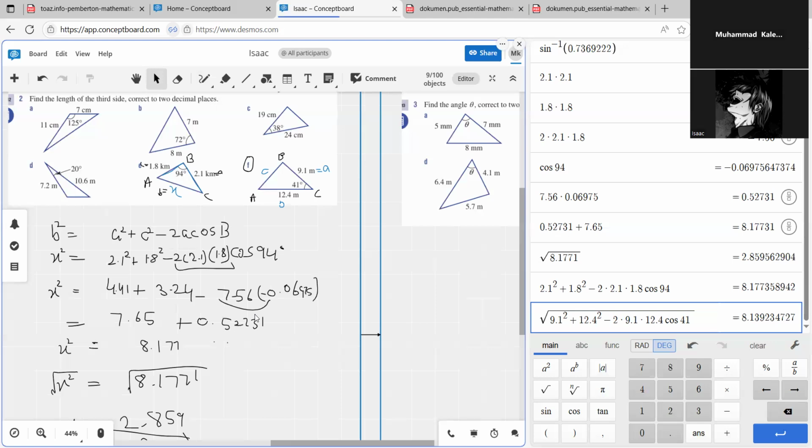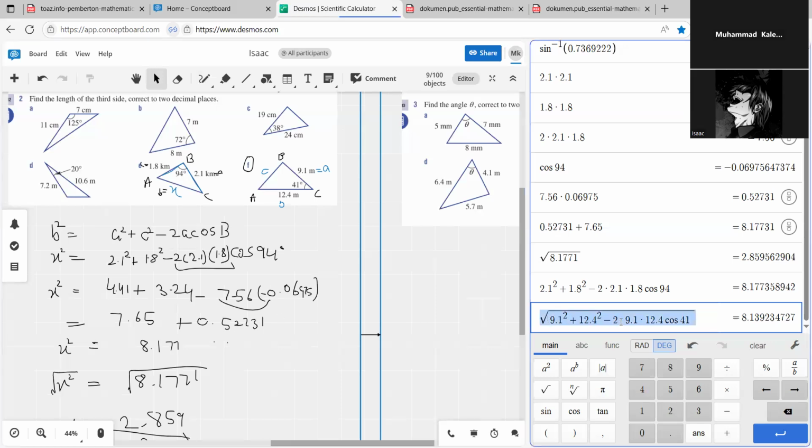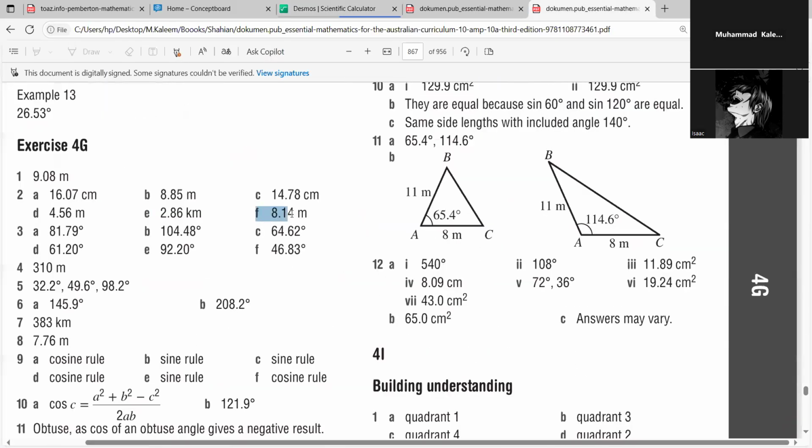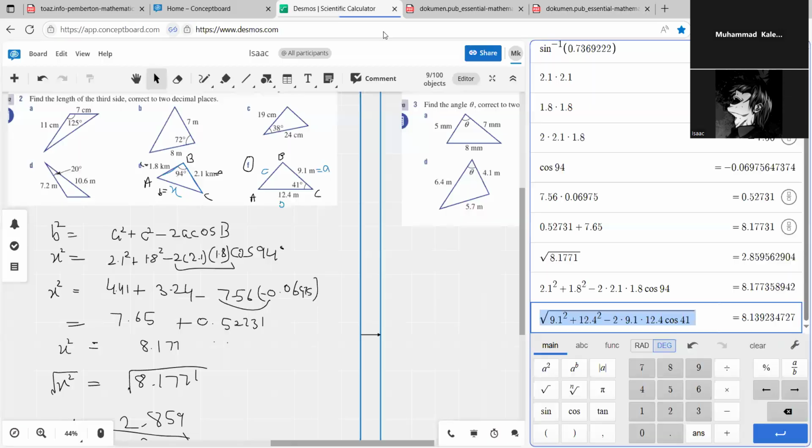I got 8.14. That's the right answer, man. Here I solved it in a single step on the calculator. Okay. So yeah, that's all. That's the right answer. We can verify the answer through the answer sheet. Here is the answer, 8.14. And the last question was 2.86.